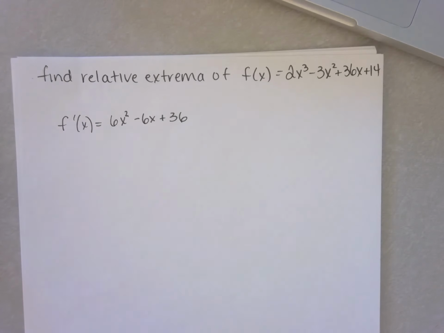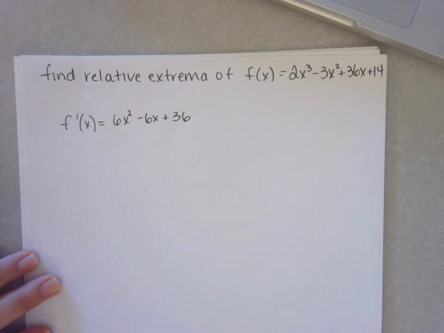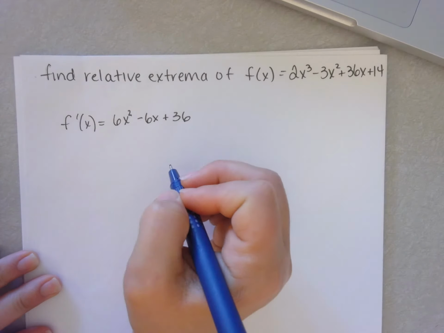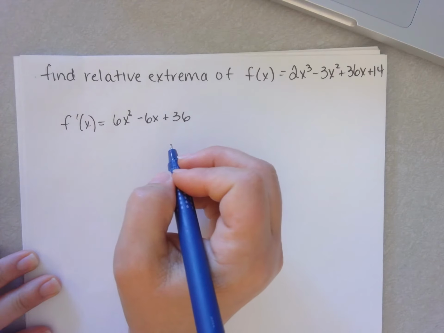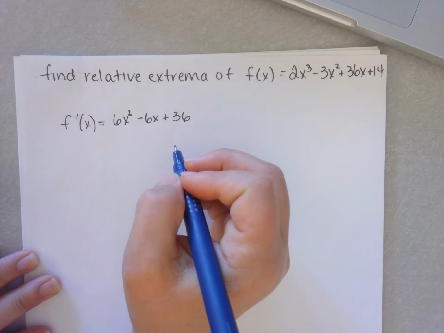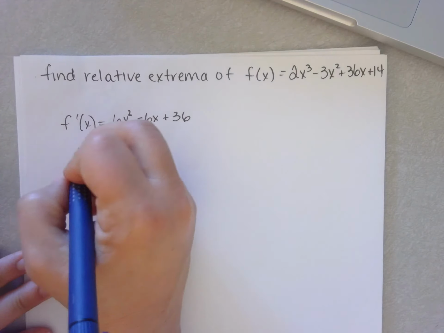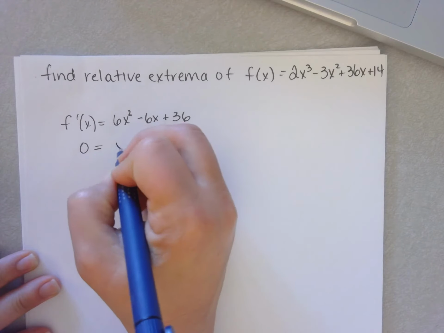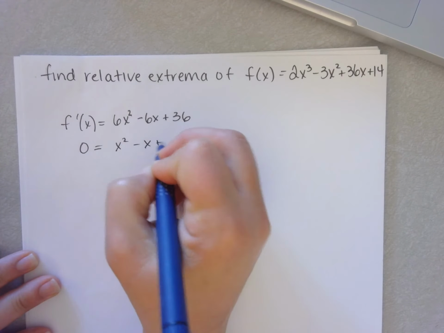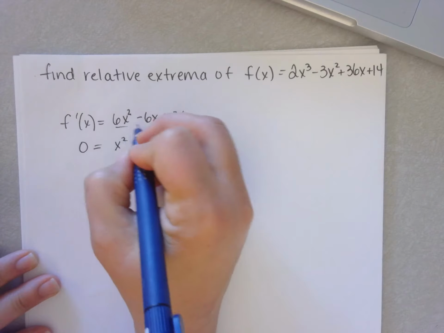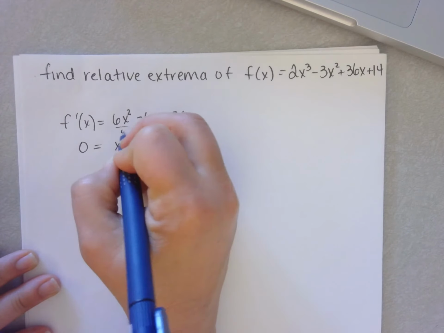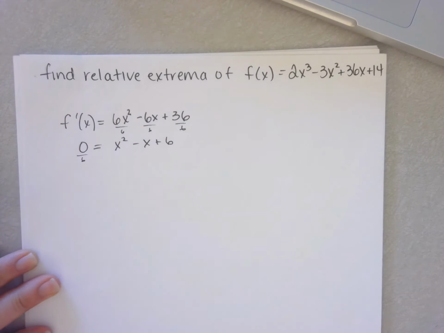So my critical numbers come where my derivative is equal to 0. I'm not going to have any place where my derivative is undefined this time, because that would come where the denominator of my derivative would be 0, and since I don't have a denominator, I'm not going to have any undefined places. So I want to know where this is equal to 0. I'm going to just divide everything by 6 because now it's equal to 0. So that would give me x squared minus x plus 6. So I just divided each one of these things by 6. And I also technically divided the 0 by 6 as well, but then I still get 0.